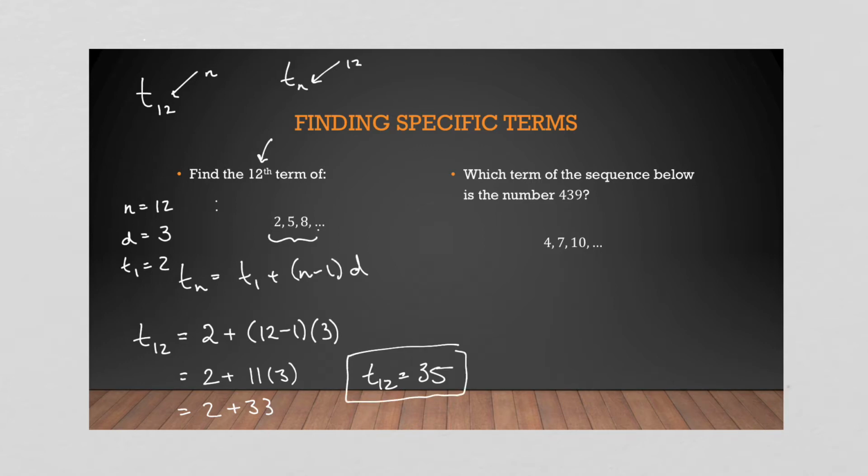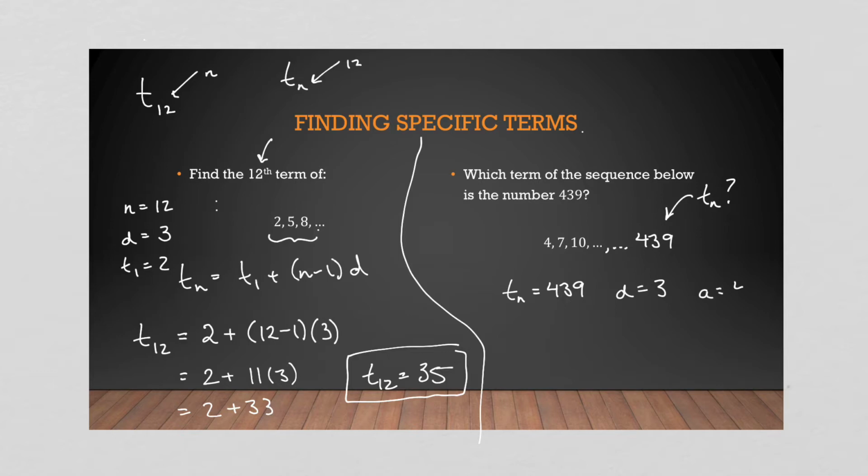So now in this next example, you see which term is 439, which means we're going to get to 439. We want to know, well, what term is that? So in this case, we don't know n. Okay, we know that Tn is equal to 439. It's the nth term in my list, but I just don't know what n is. But we can keep the fact that that is Tn, because then we know that D in this case is 3, and T1 or A is equal to 4.